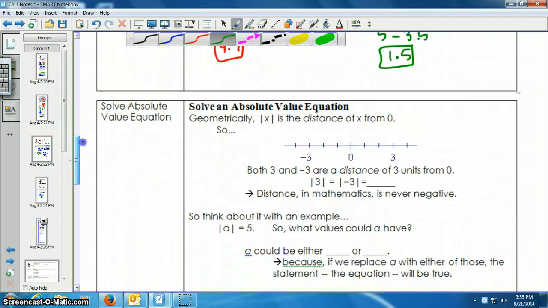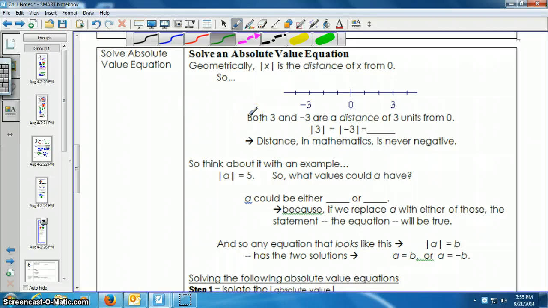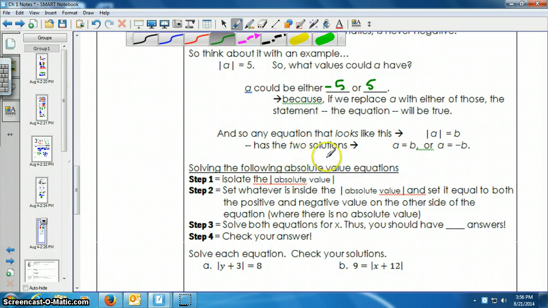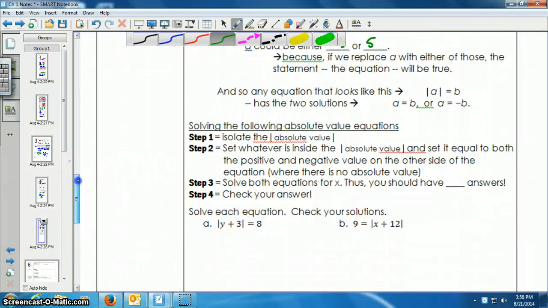All right, let's move on to solving an absolute value equation. So, geometrically, the absolute value is distance, again, from 0. So the absolute value of negative 3 and 3 is 3. Distance is never negative. So a could either be negative 5 or positive 5 if we plug that number in to try and get 5 for a solution. So that's one thing that we want to keep track of, is we could have 2 solutions here when we're going to solve these equations.